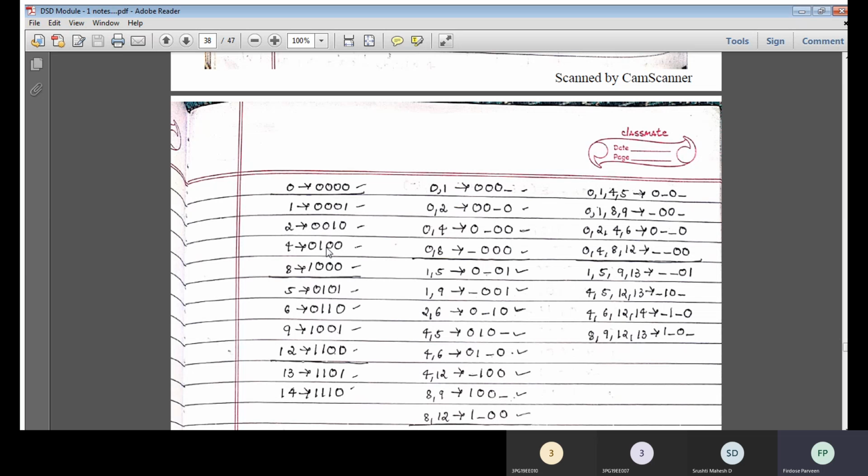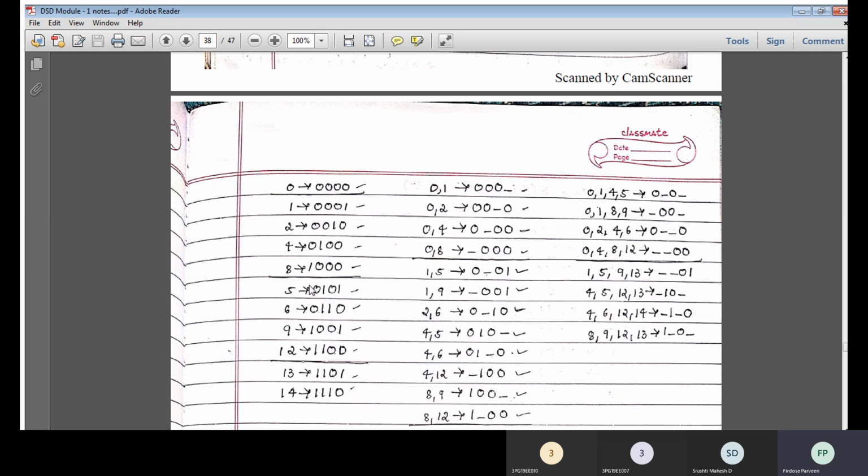8 and 12. Okay. 4 is compared with 5, 4 is compared with 6. 4 and 9 cannot be compared as it is varying in more than one variable. 4 and 12. At least once each should be compared.